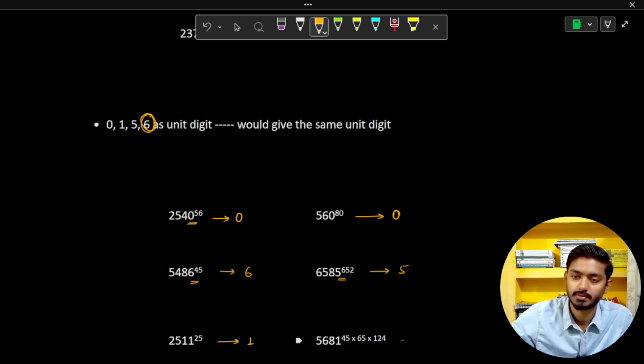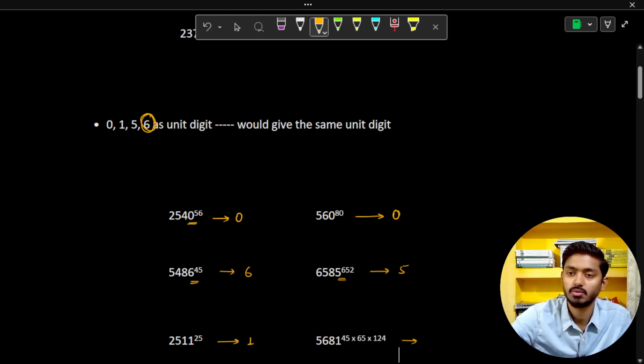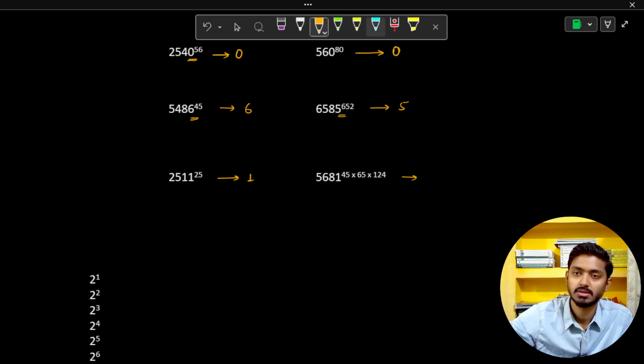1. Now, this might sound and seem complex. So many numbers over here. As I said, no matter what the power is, if the unit digit is 0, 1, 5 or 6, the same unit digit would be of the final answer. Simple as that.